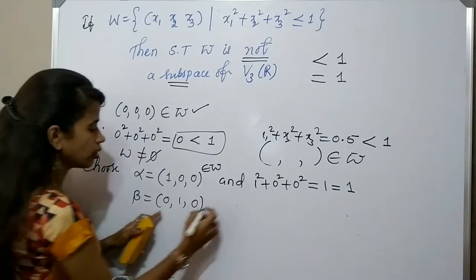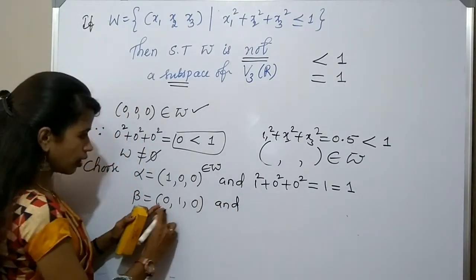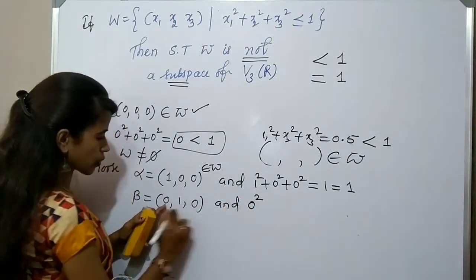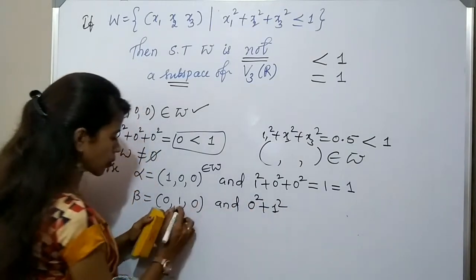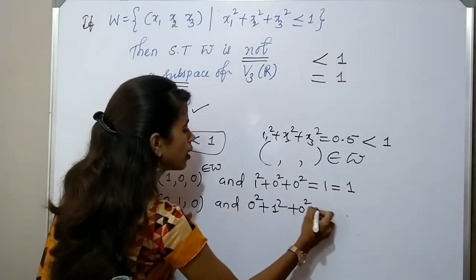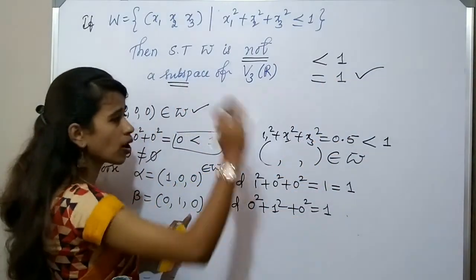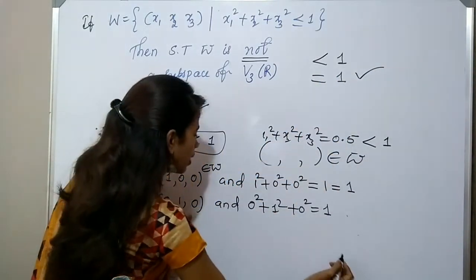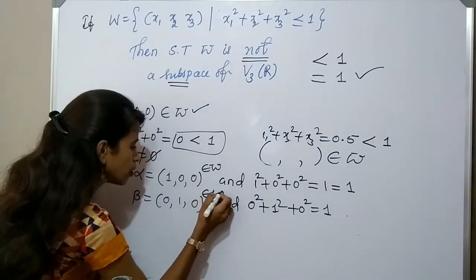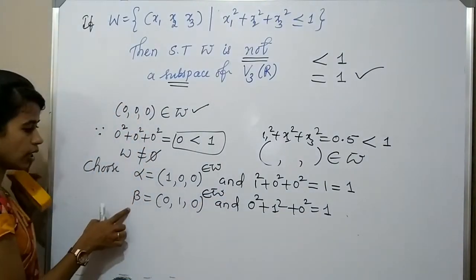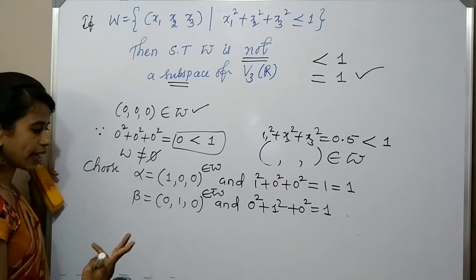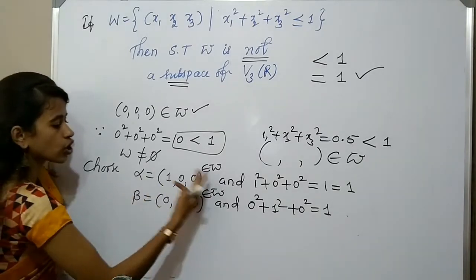What about beta? For beta, the first coordinate squared is 0 squared, the second coordinate squared is 1 squared, plus the third coordinate squared, and we get 1. So it is clearly equal to 1, and among less than or equal, it is equal to 1. Therefore beta also belongs to W. Here I am choosing two elements like that, and those two elements belong to W.